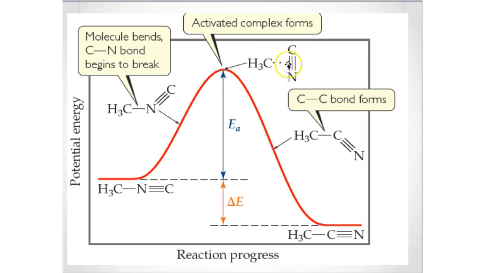So here you see the bond is broken. So the single bond breaks. And we call this the transition state or the activated complex because this is the point where the molecule becomes unstable and a chemical reaction is going to occur at this point in time.